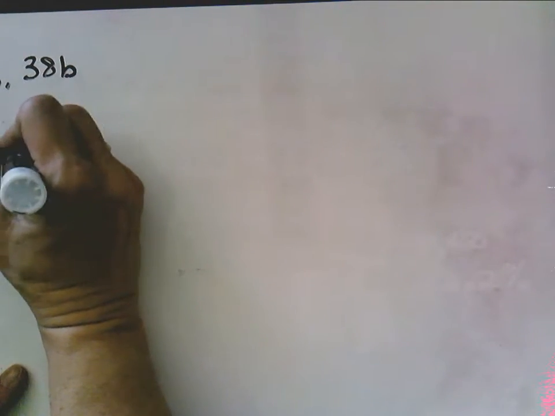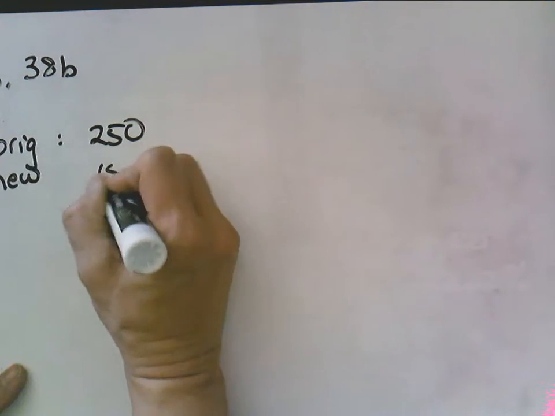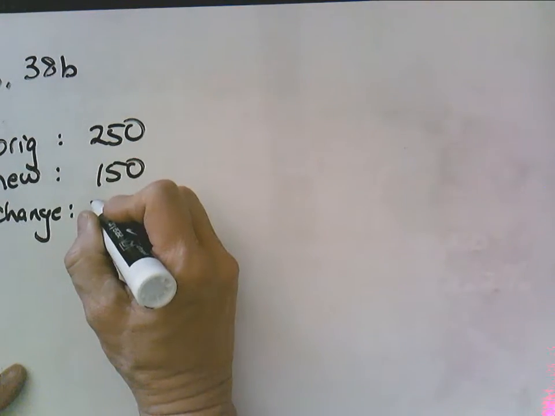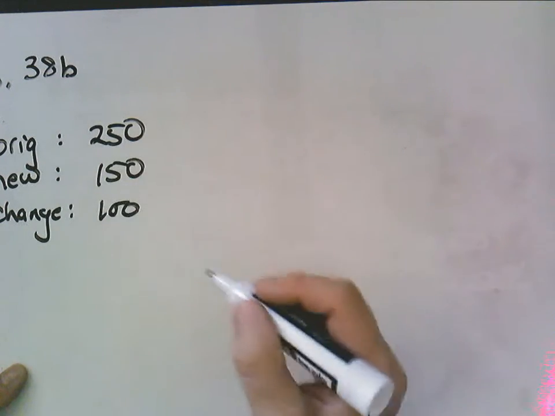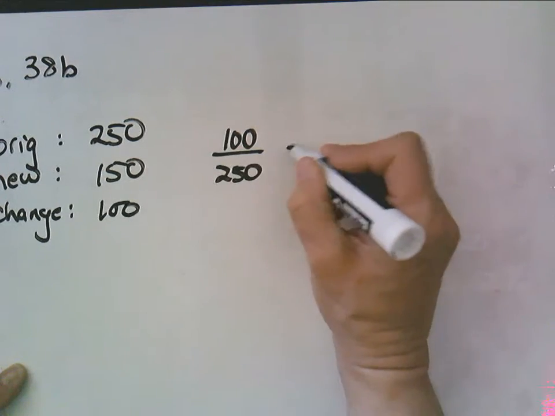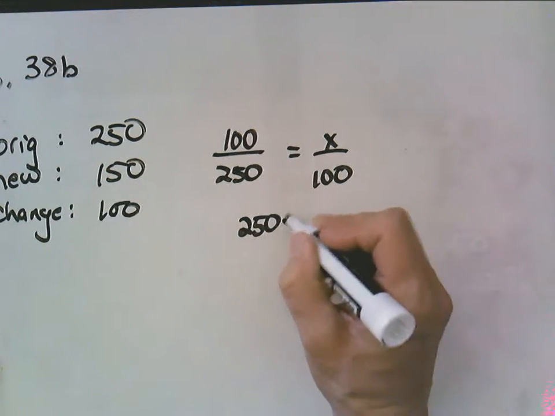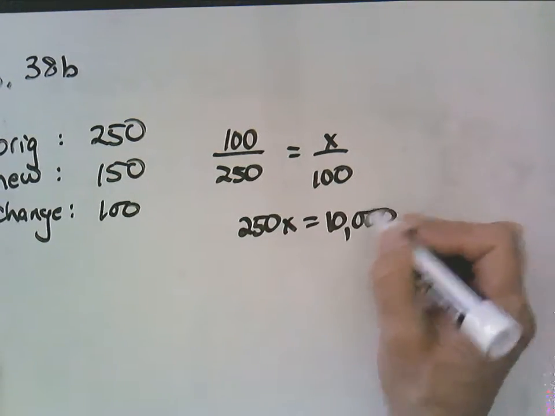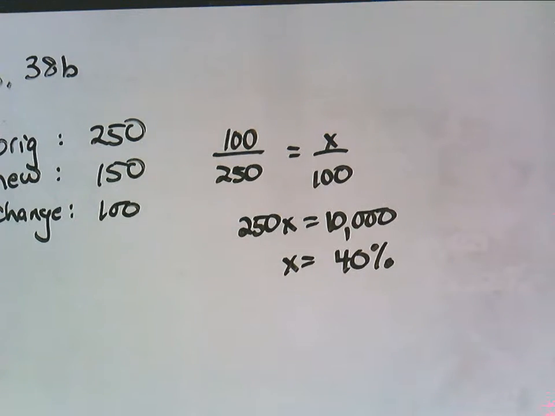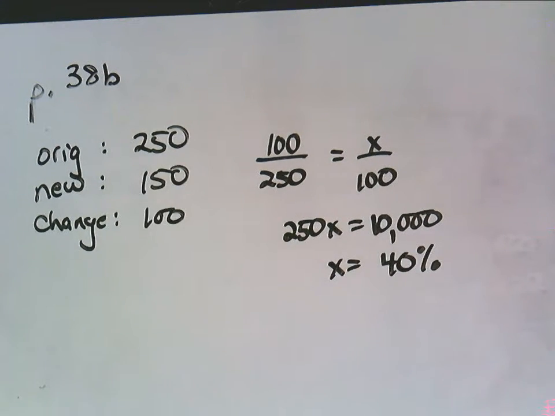Now for the next one, again a percent change. So the original is 250, the new is 150, so again our change, and this is not always the case, but it is in these, is 100, because I did 250 minus 150 is 100. I put change over original equals x over 100, and this ends up being 250x equals 10,000, so x equals 40%.